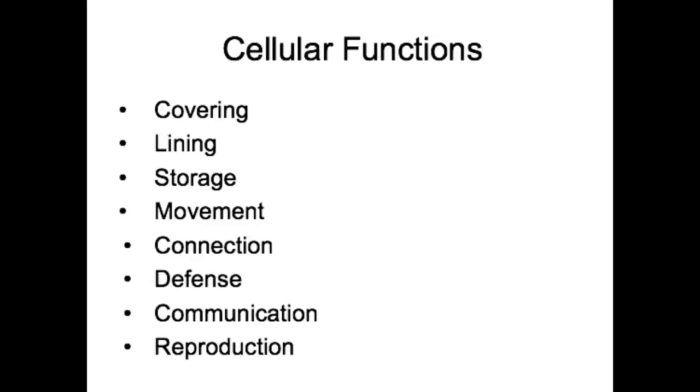The cell functions in any number of ways, and cells are differentiated is what we're going to find. Your cells, they all contain the same genetic information, but it's going to be expressed differently to cover different functions. In certain cells, you're going to need a protective covering or lining. Those cells may need junctions between cells to anchor them down in a solid way, in a sturdy way.